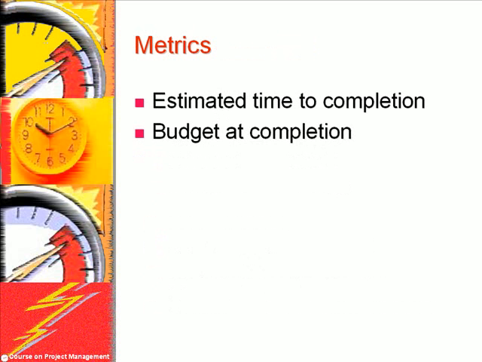In order to monitor projects' progress, project managers often have to forecast estimated time to completion and budget at completion. These two measures tell us how efficiently the project is being run.